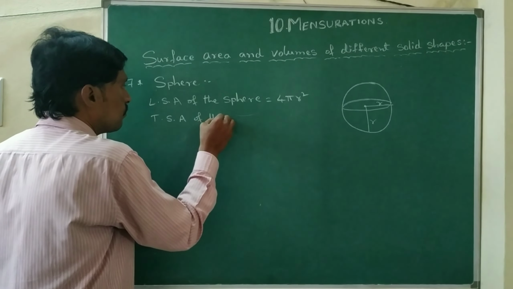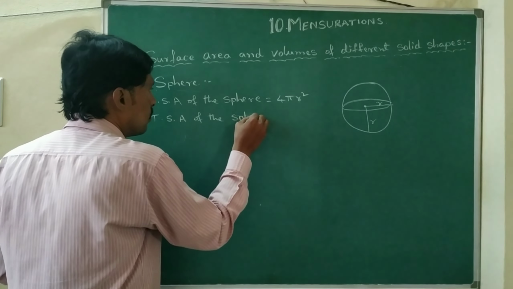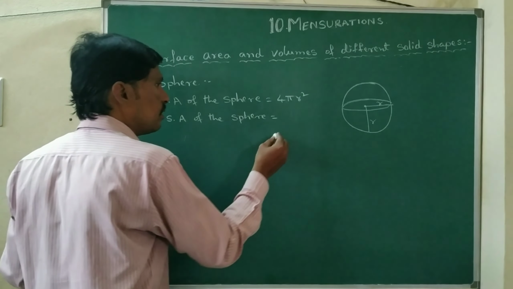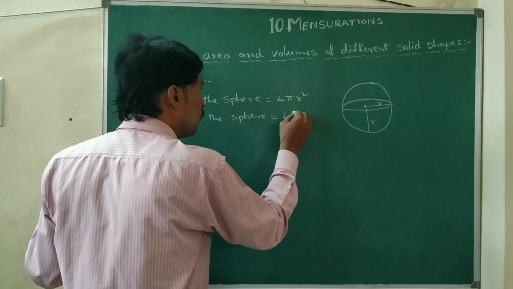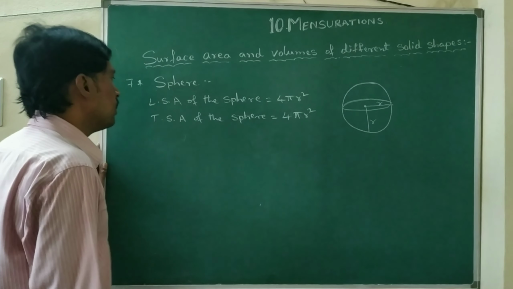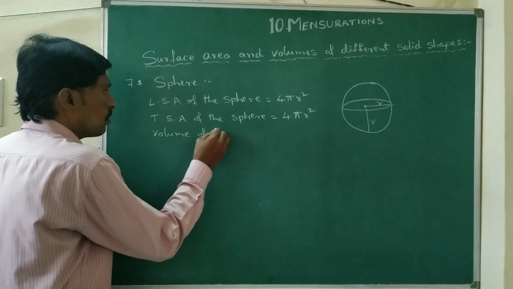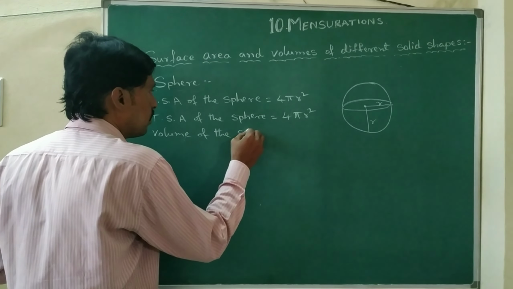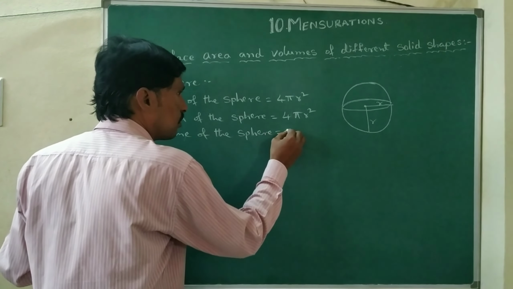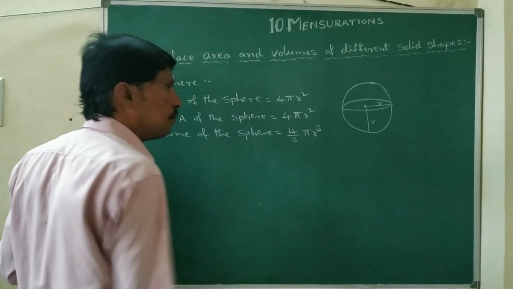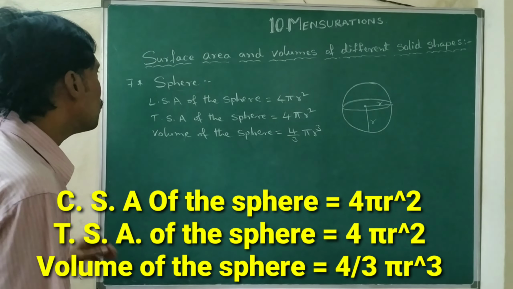TSA of the sphere equals, so what is the TSA of the sphere? Here also it is the same, 4 pi r square only. Next, volume of the sphere equals 4 by 3 pi r cube.